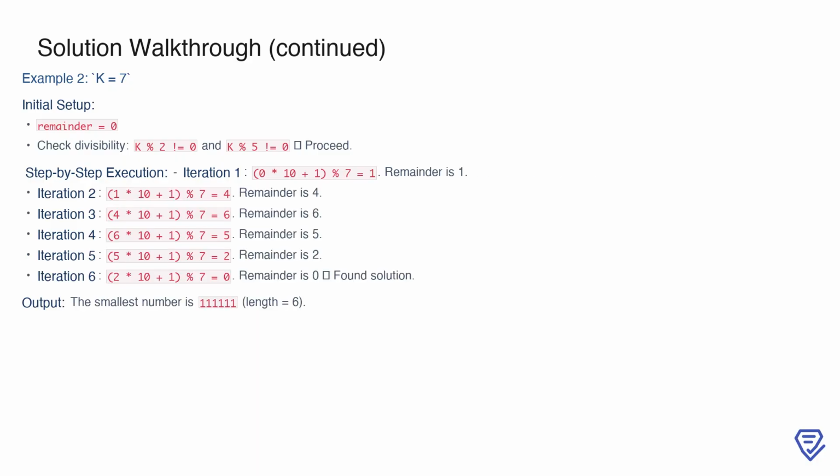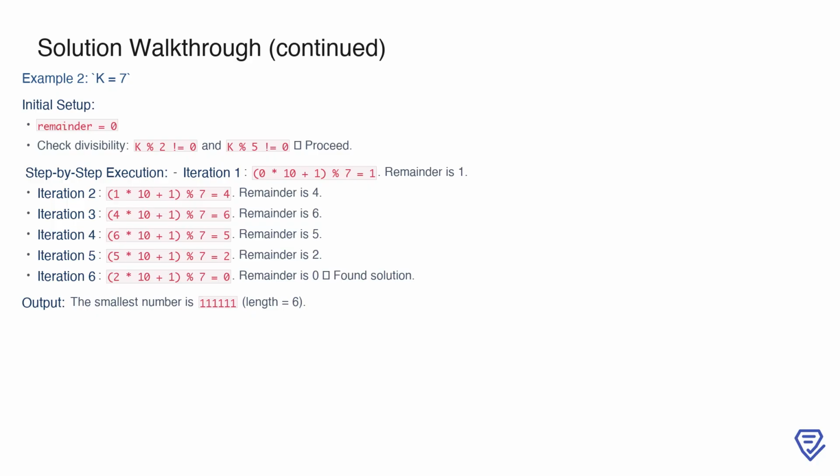Now let's consider the case where k equals 7. Again, we initialize the remainder to 0 and confirm that k is not divisible by 2 or 5, so we can proceed. In the first iteration, the remainder becomes (0 * 10 + 1) % 7, which equals 1. In the second iteration, we compute (1 * 10 + 1) % 7, resulting in 4.